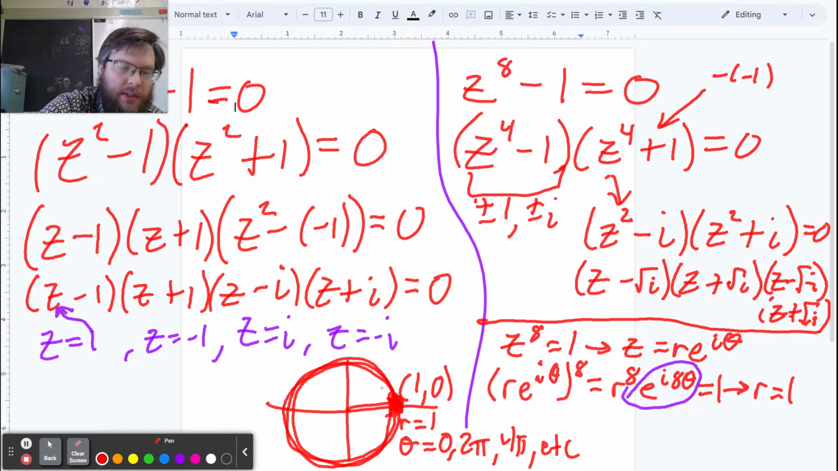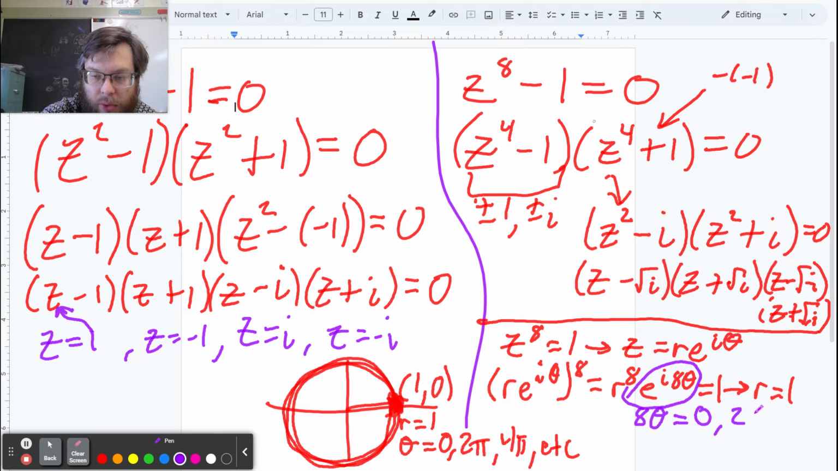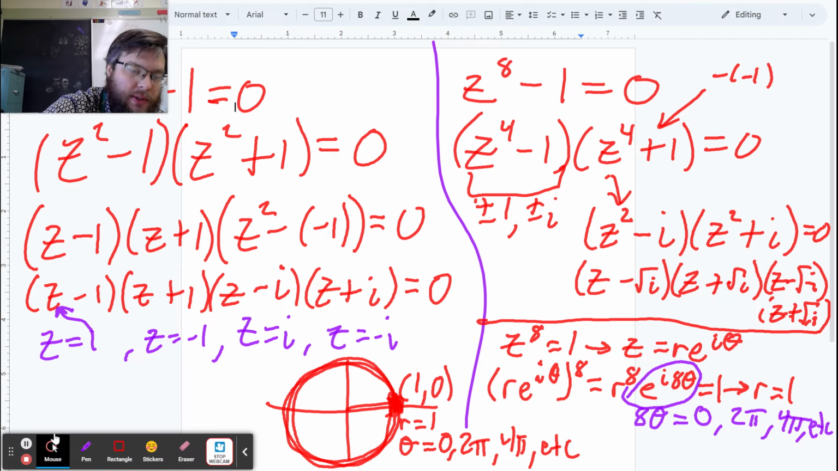And so that's what I do to figure out my roots of 1. I just say that 8 theta is equal to 0, 8 theta is equal to 2 pi, 8 theta is equal to 4 pi, etc. So let's see what happens when we do that.